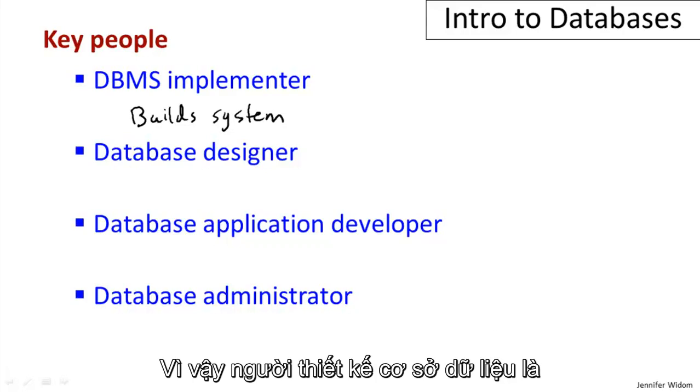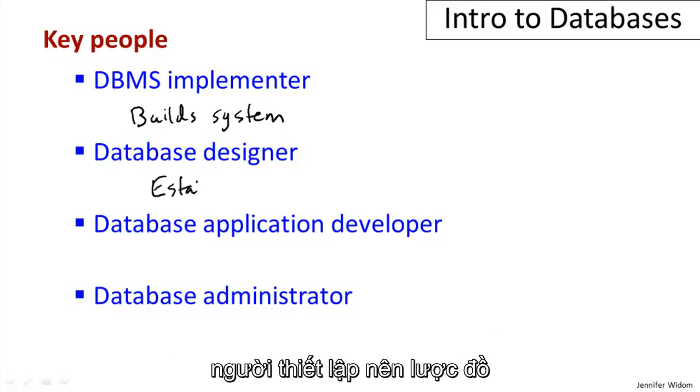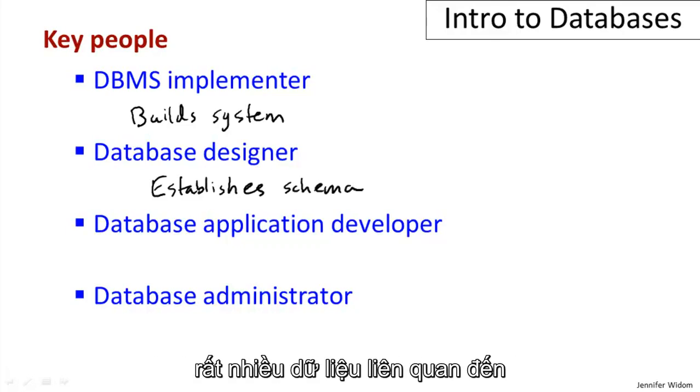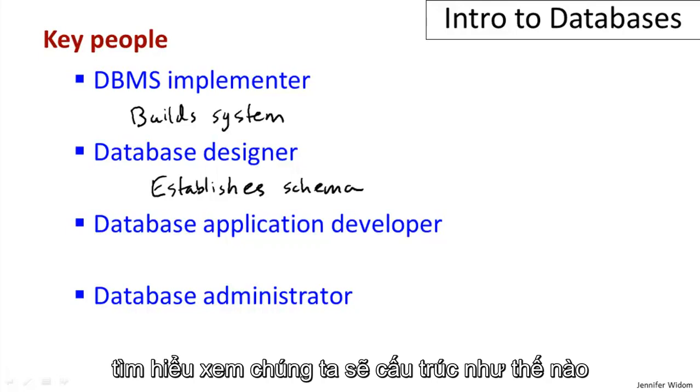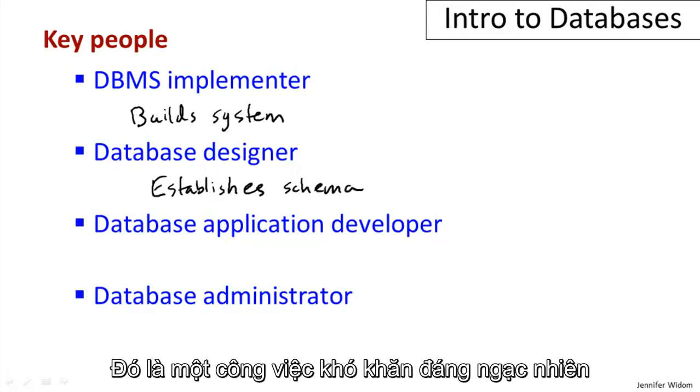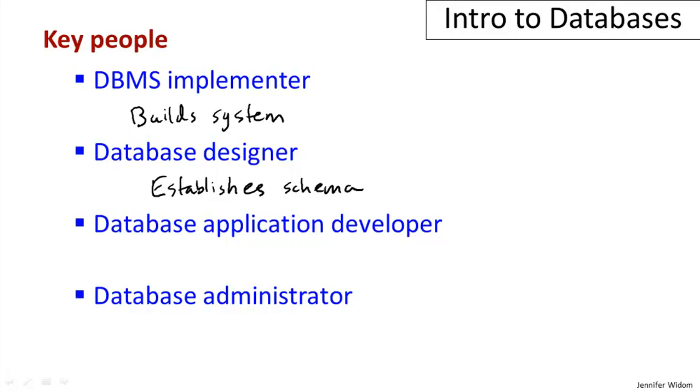The database designer is the person who establishes the schema for a database. So let's suppose we have an application. We know there's going to be a lot of data involved in the application, and we want to figure out how we're going to structure that data before we build the application. That's the job of the database designer. It's a surprisingly difficult job when you have very complex data involved in an application.